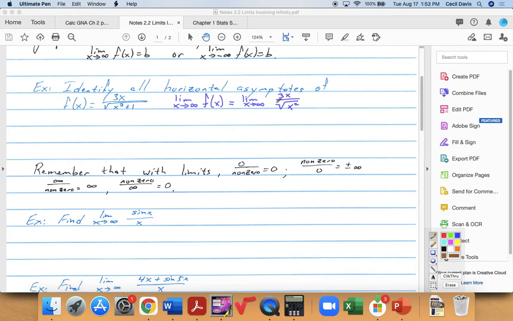Okay, now, anybody know a simpler way to write the square root of x squared? I slipped and said it, of course. Absolute value. Absolute value. This is the same as the limit as x goes to infinity of 3x over the absolute value of x.